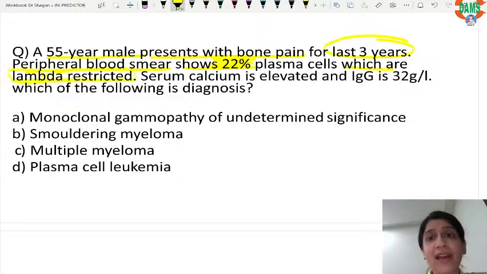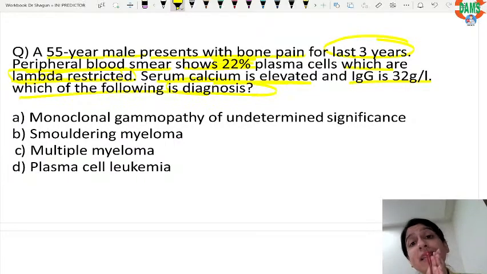There is a monoclonality also being established, lambda restricted. Serum calcium is elevated and IgG is 32 grams per liter. Which of the following is the diagnosis? Now, please, I want to request you all, please read the question carefully.